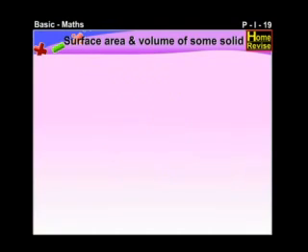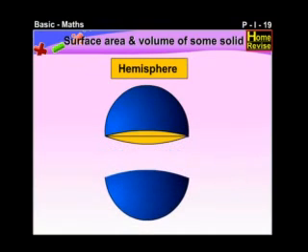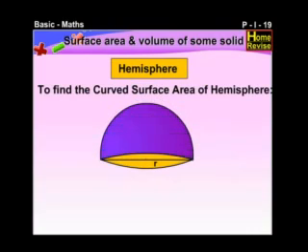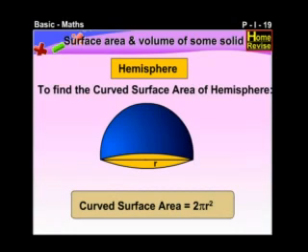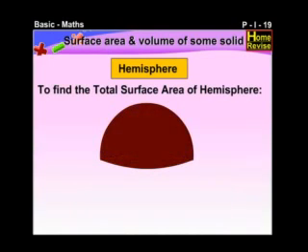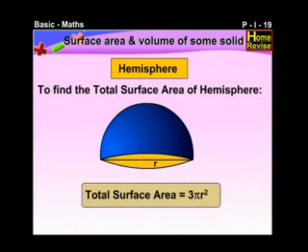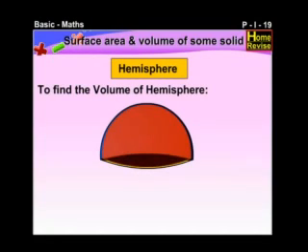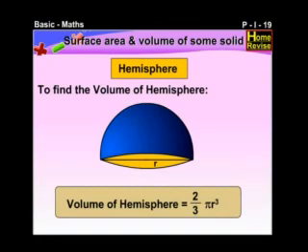The last solid figure is the hemisphere. If we cut the sphere from the middle, we get hemisphere like this. In this hemisphere, r means radius of the hemisphere. To find the curved surface area of this hemisphere, formula is curved surface area is equal to 2 pi r square, where r means radius of the hemisphere. To find the total surface area of hemisphere, formula is total surface area of hemisphere is equal to 3 pi r square. To find the volume of this hemisphere, volume of hemisphere is equal to 2 upon 3 pi r cube.